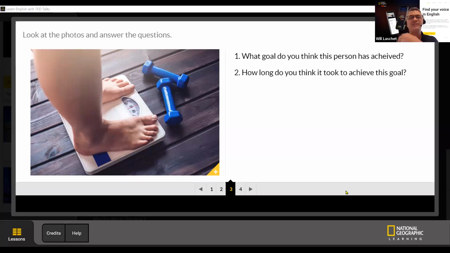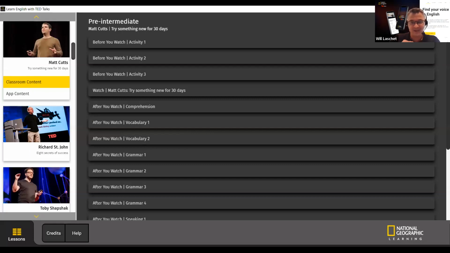So we can see here that we've got different types of goals that probably require different amounts of time to complete. Okay, good. All right, we're going to go and have a look now at the next activity.